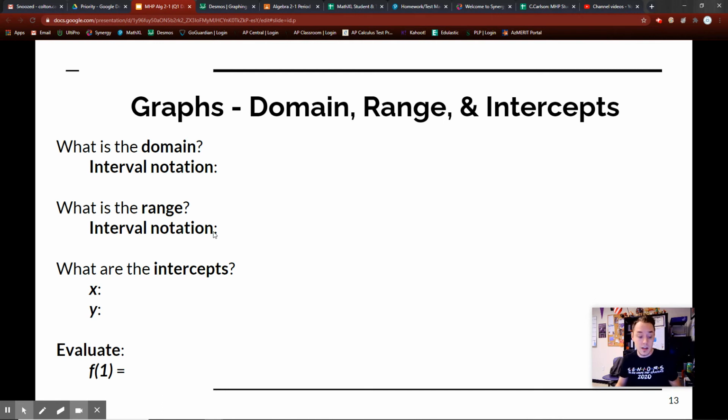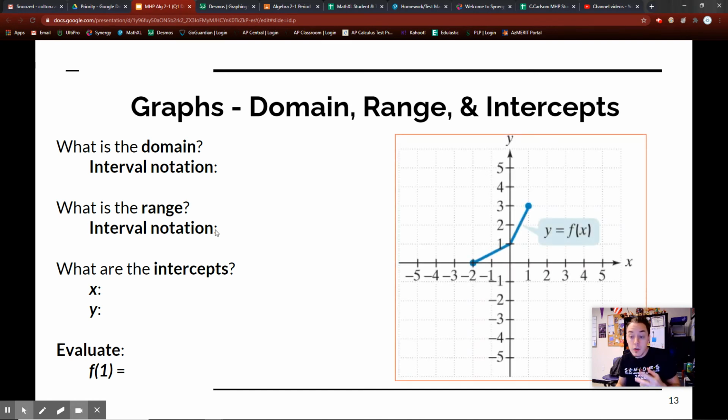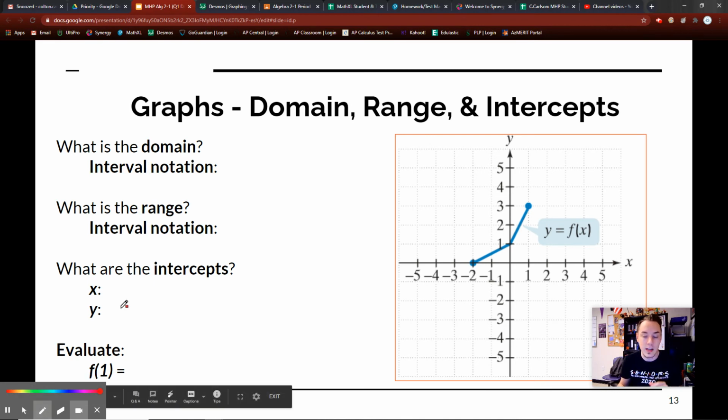So we're going to be given a lot of funky graphs, and the first funky graph that we're going to be given is this. Now, I don't know what this function is. I don't know what numbers go into this function. All we know is y equals f of x, which means it is some function. I don't know what it is, nor do I care. What I do care about is this.